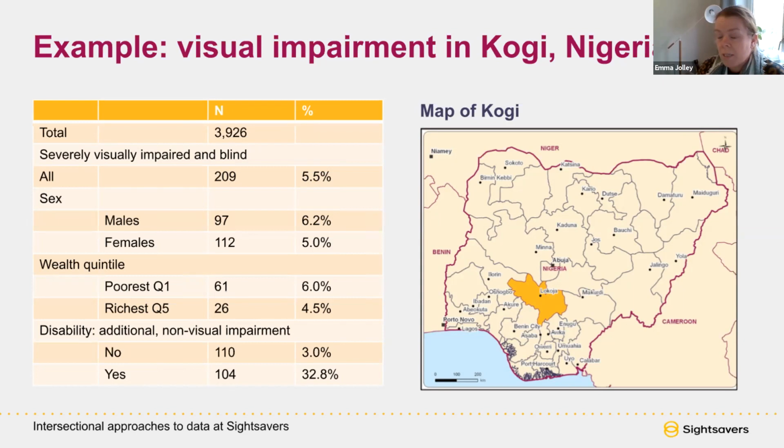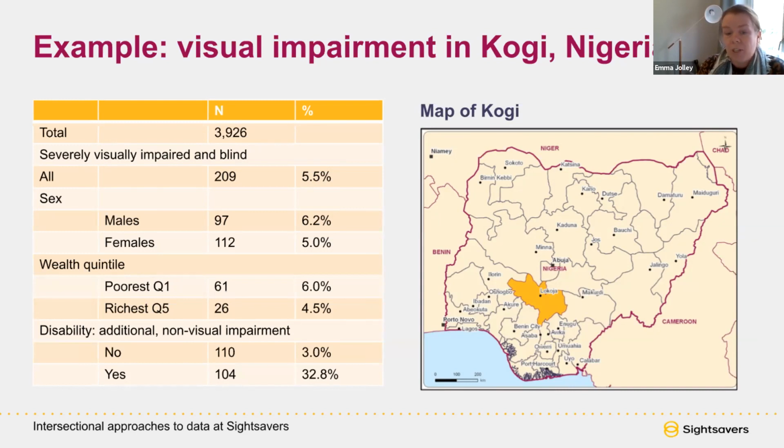But prevalence was higher, as you can see from the table, in certain groups, and it was men, people living in poorer households, and people with additional non-visual disabilities who were more likely to report having that visual impairment than women, richer people, and people with no other additional impairments. And I should say that we did collect other personal characteristics and other sorts of data as well, but given the time and space constraints, this is what I'm focusing on today.